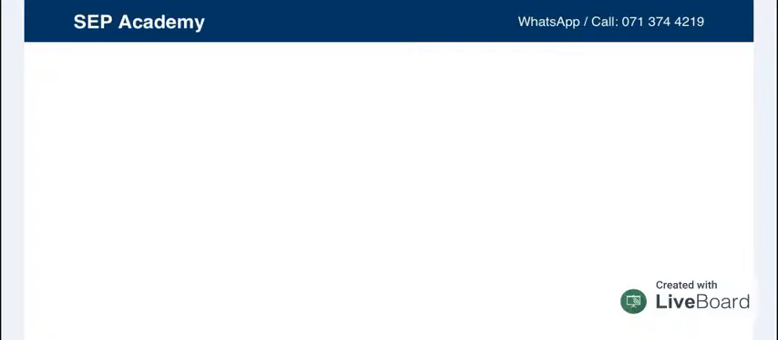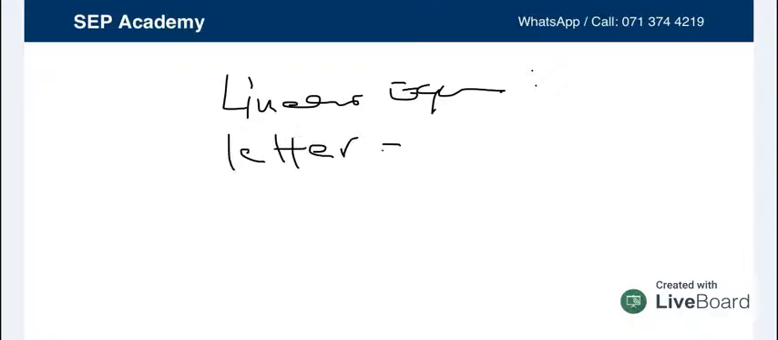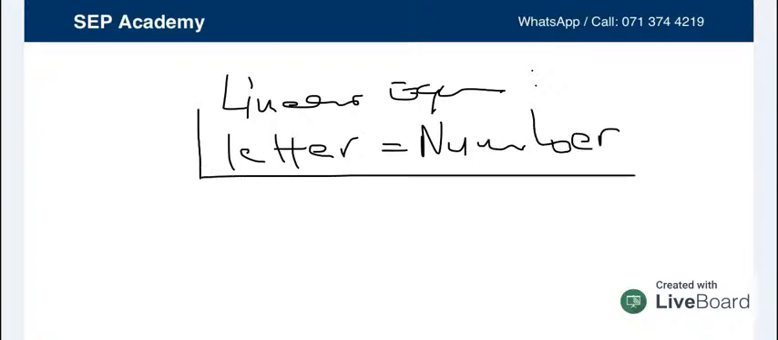Something very much important that I would like for you to be aware of is the fact that when you have a linear equation, you will always have a letter being equal to a number as your final answer. This is the format of your final answer for a linear equation. So that means whatever that you do, you must just make sure that the letters are on the left and the numbers are on the right. That's all that you need to do.